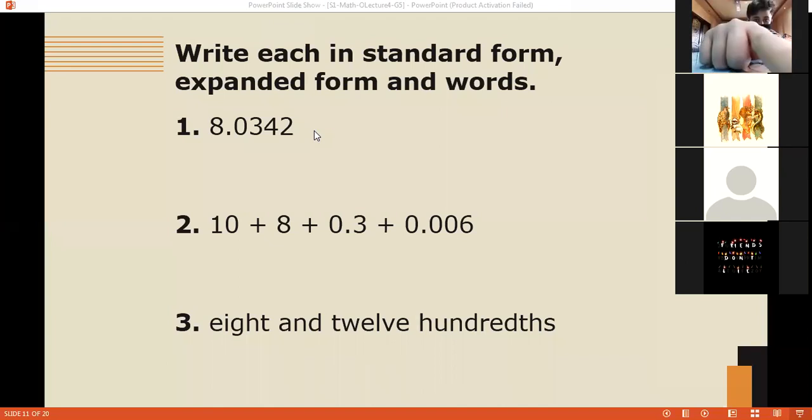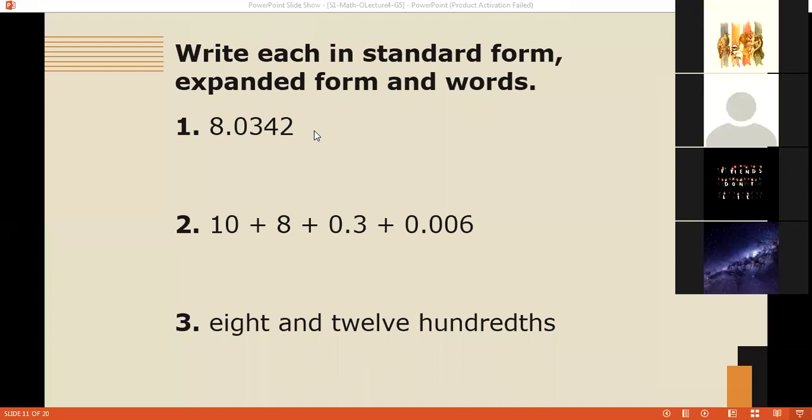8 thousand. Wait, 8 plus 8 plus 300. No, miss, 300. No, no, I don't want it in word form, I want it in expanded form. What do we want today? It seems like everyone hasn't studied today. Miss, can I do it?